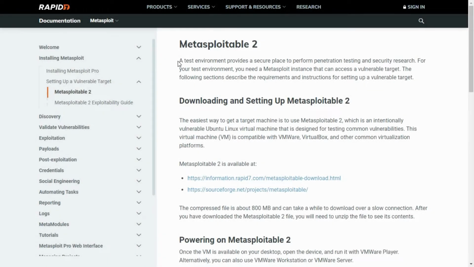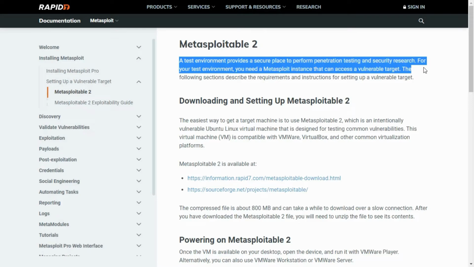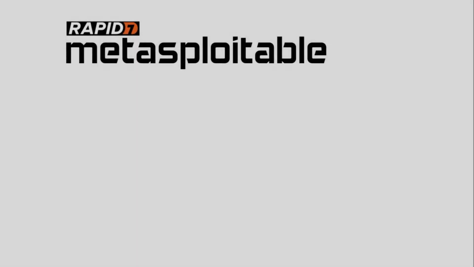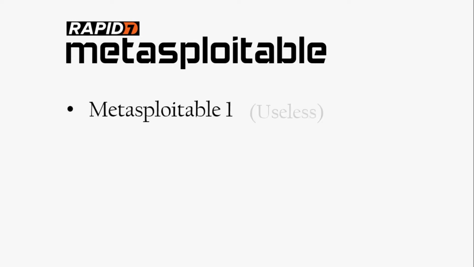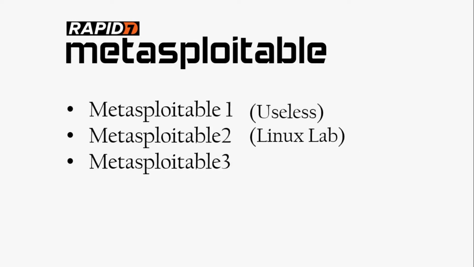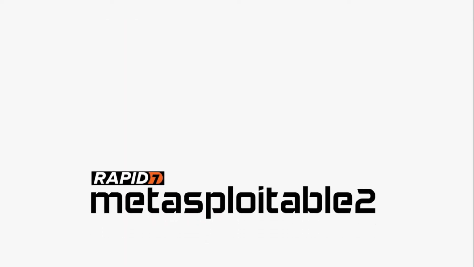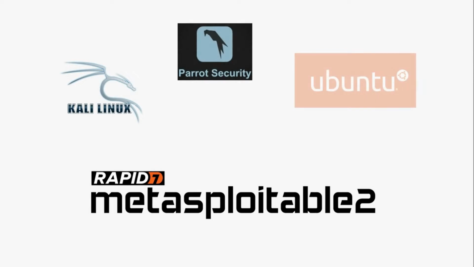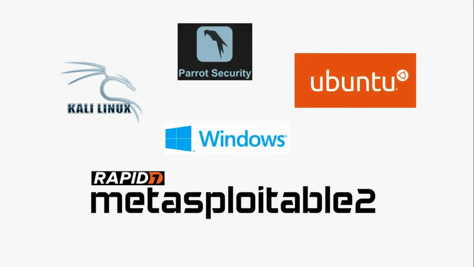Metasploitable is known as a test environment that provides a secure place to perform penetration testing. The Metasploitable server is available in 3 different versions, whereas Metasploitable 1 is useless. The 2 and 3 are mostly used by most newbies. This video is only to demonstrate the Metasploitable2 server. For this test environment, you need an instance, Kali, ParrotSec, or any other, that can access a vulnerable target.